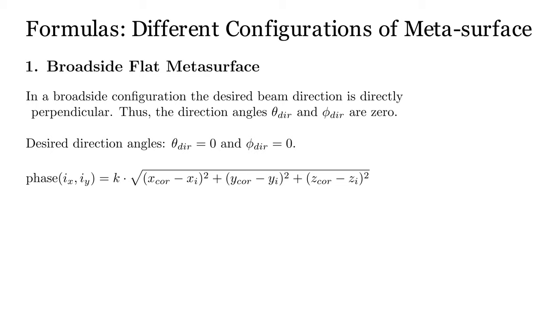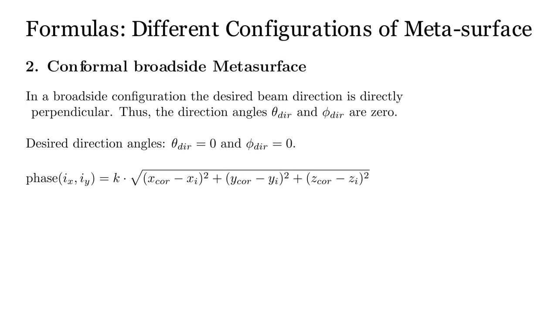Thus, in this scenario, the primary concern is to ensure that all elements of the metasurface introduce a phase shift based on their distance from the feed point. Formula simplification for broadside. This reduced formula calculates the phase shift based purely on the distance from the feed to each element. This configuration is simple and effective for reflecting waves perpendicular to a flat metasurface.